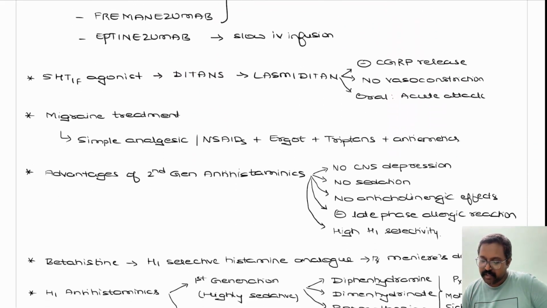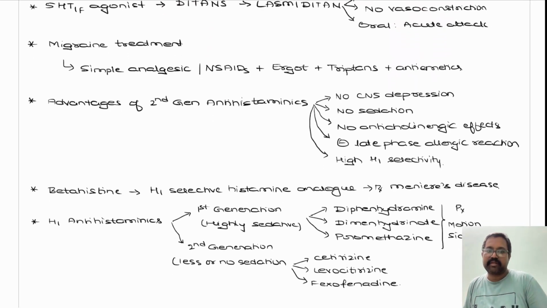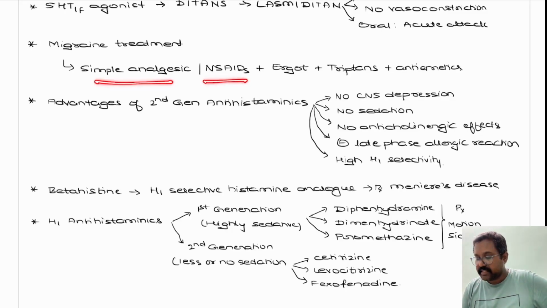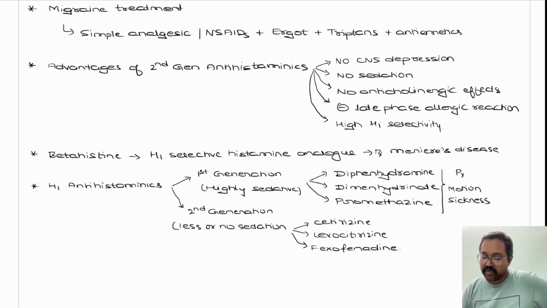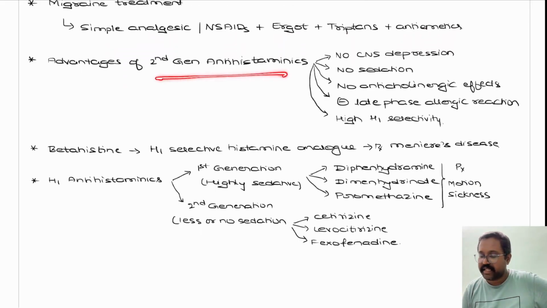Is that clear? So what are the drugs which are used for treatment of migraine? For migraine we use drugs like simple analgesics, stronger analgesics, ergot, triptans, and antiemetic agents to treat nausea and vomiting. So what are the advantages of the second generation antihistaminics?